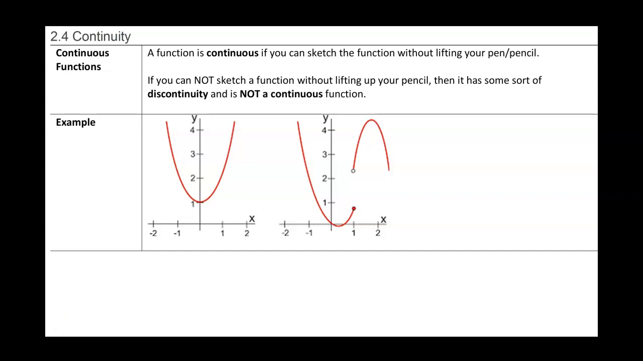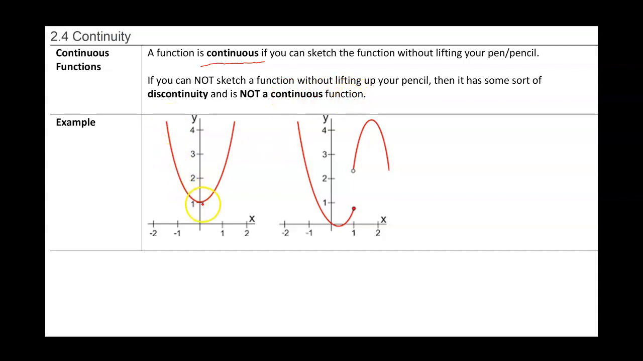In section 2.4, we will talk about continuity. By definition, a function is continuous if you can sketch the function without lifting your pen, pencil, digital utensil, whatever you're using. If you cannot sketch the function without lifting up your pencil or pen or digital pen, then it has some kind of a discontinuity and is not a continuous function.